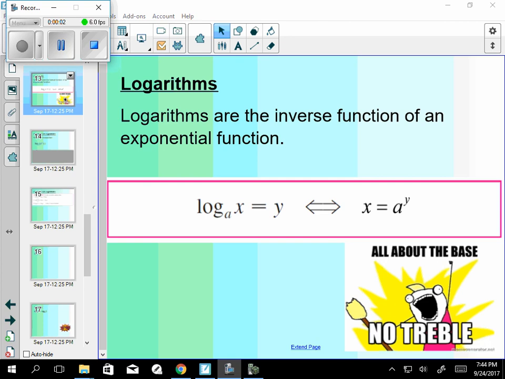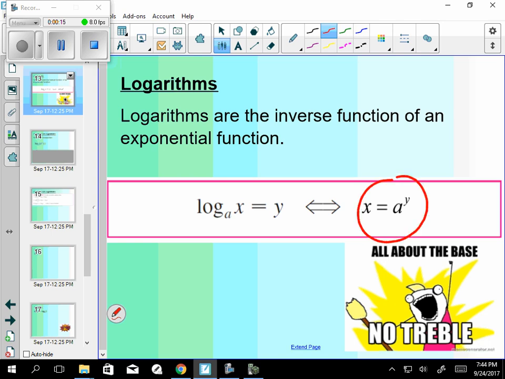Okay, the other function we're going to look at here is logarithmic functions. Logarithms are the inverse function of an exponential function. You've seen this before, the exponential form looking like this. If you convert that to log form, it looks like this. The common theme here is your base.